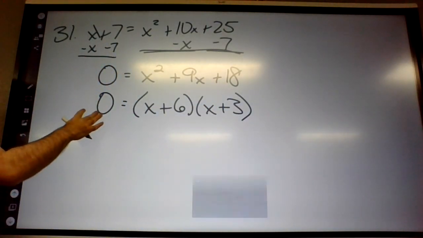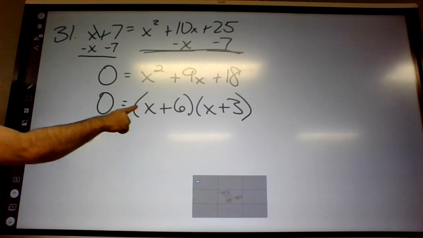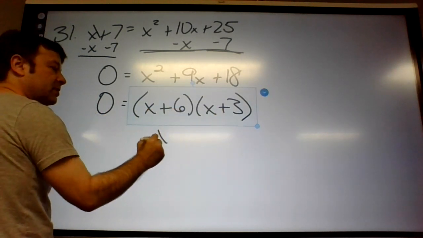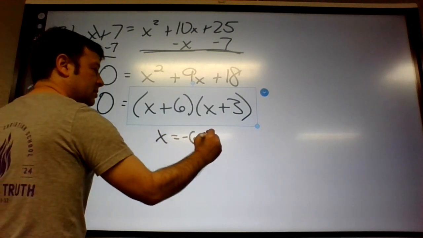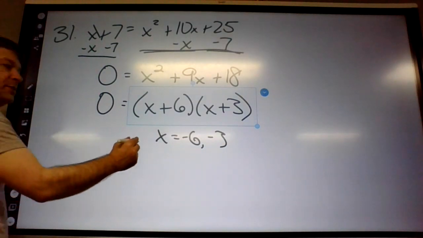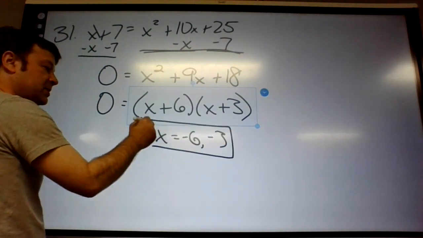And then because this is equal to 0, this only works if it's a 0. What x values would make this or this equal 0? And if you use the quadratic formula, you should get the exact same thing.